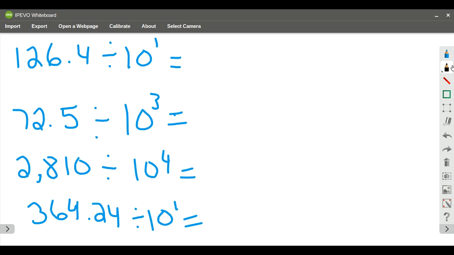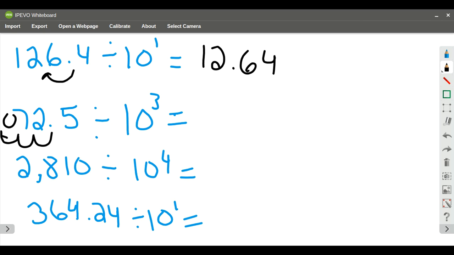Take a look at our place value patterns for this set of problems. This first one is 126 and 4/10 divided by 10 to the first power. The 1 tells me that I'm going to move the decimal 1 place to the left. So my answer is now going to be 12 and 64 hundredths. 72 and 5/10 divided by 10 to the third power. I'm going to move my decimal 3 places to the left. So 1, 2. Oops, I ran out of numbers, so I'm going to add a 0 and then move my decimal one more over. So 0.0725 is going to be my answer for that problem.